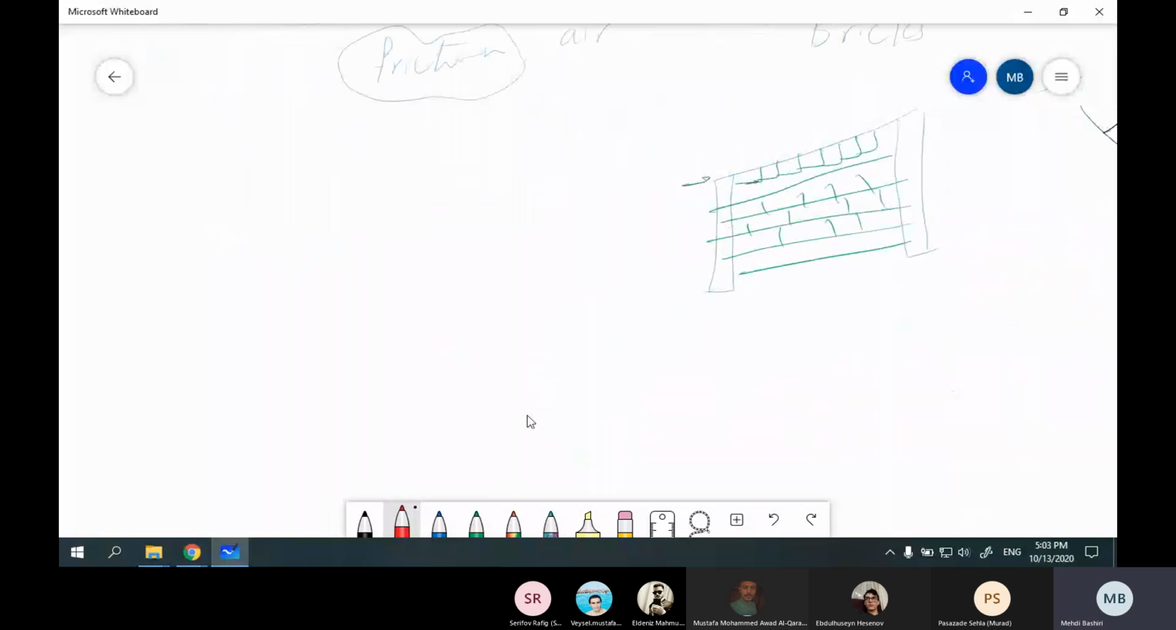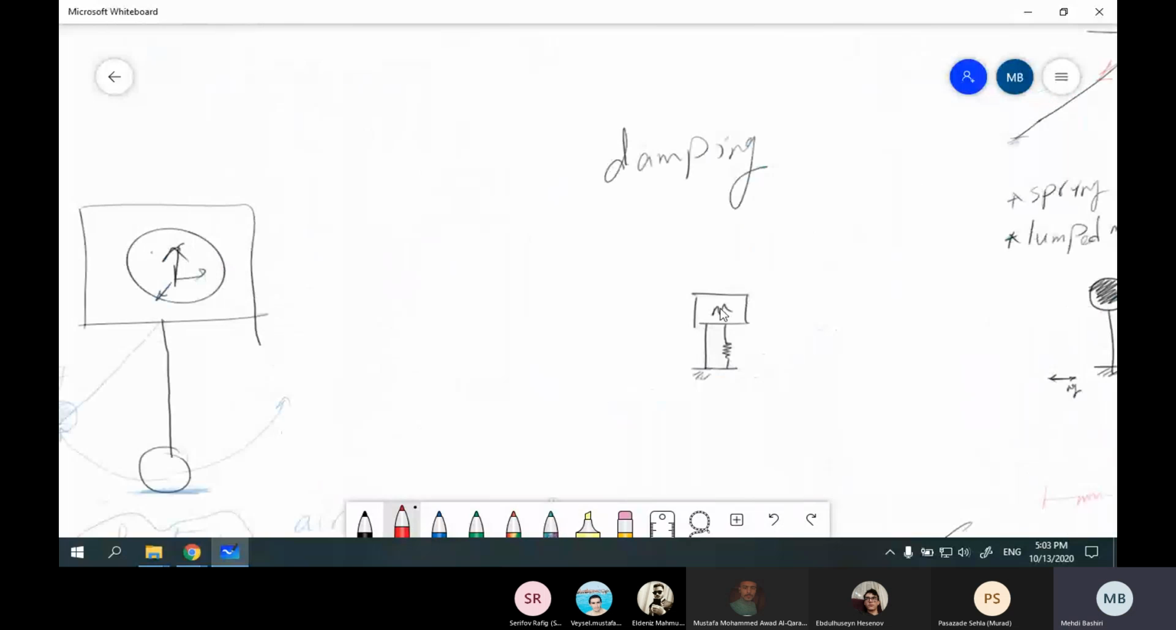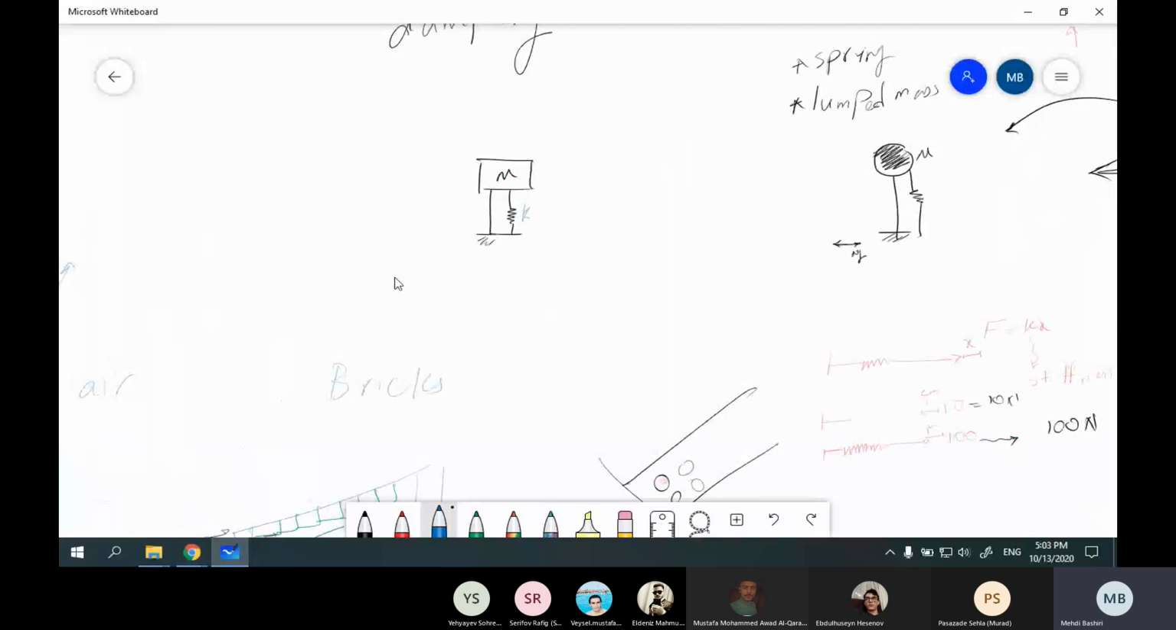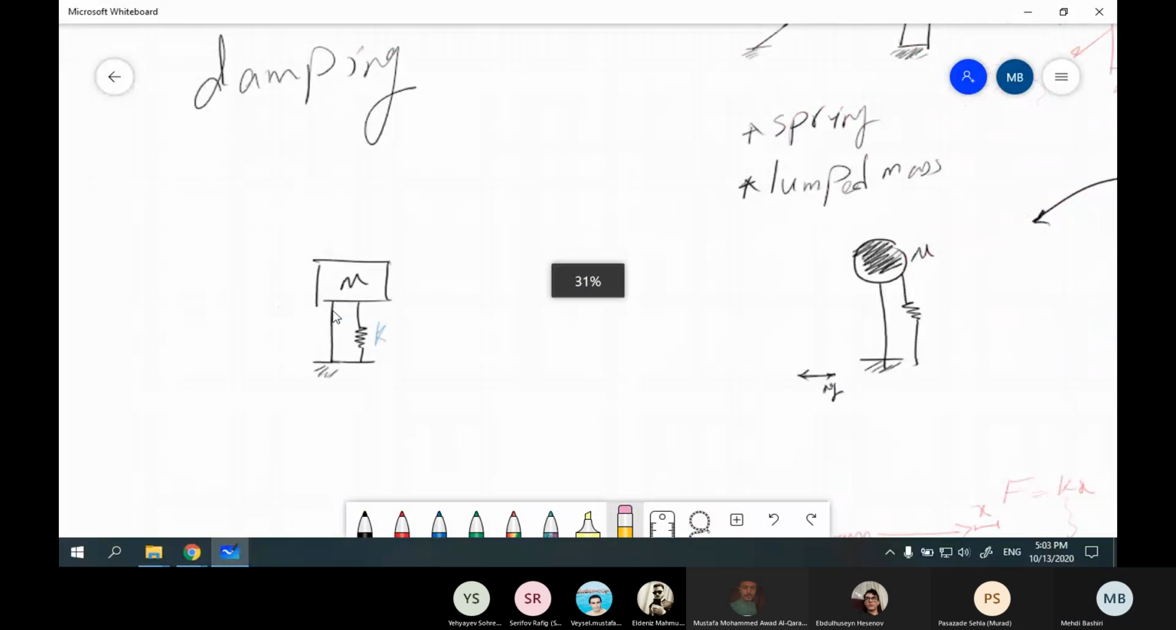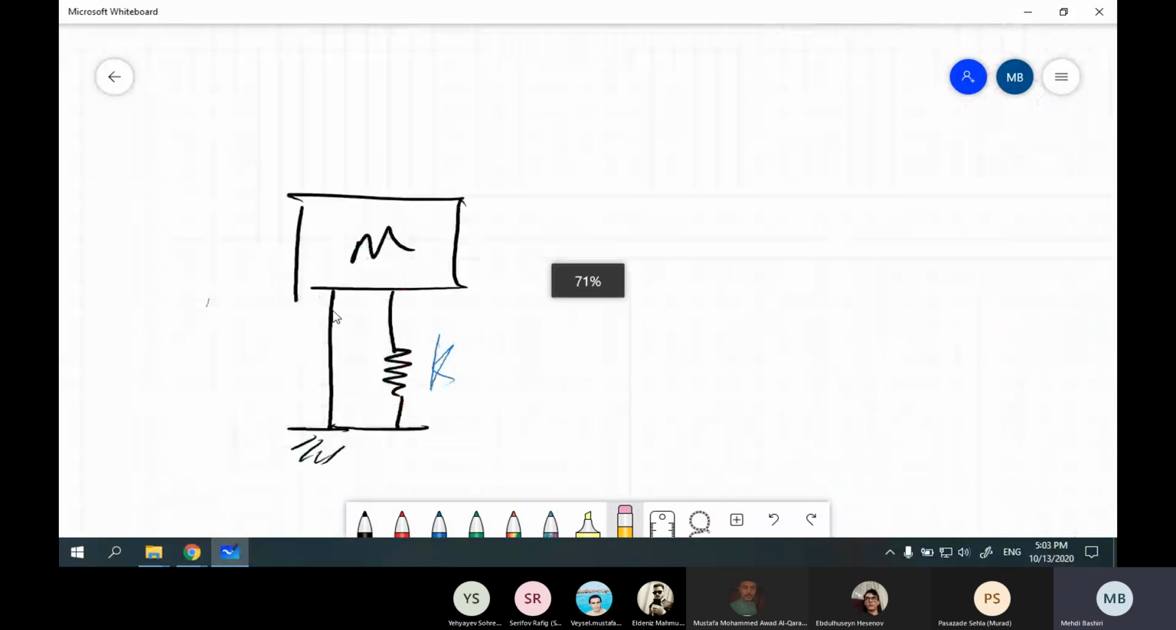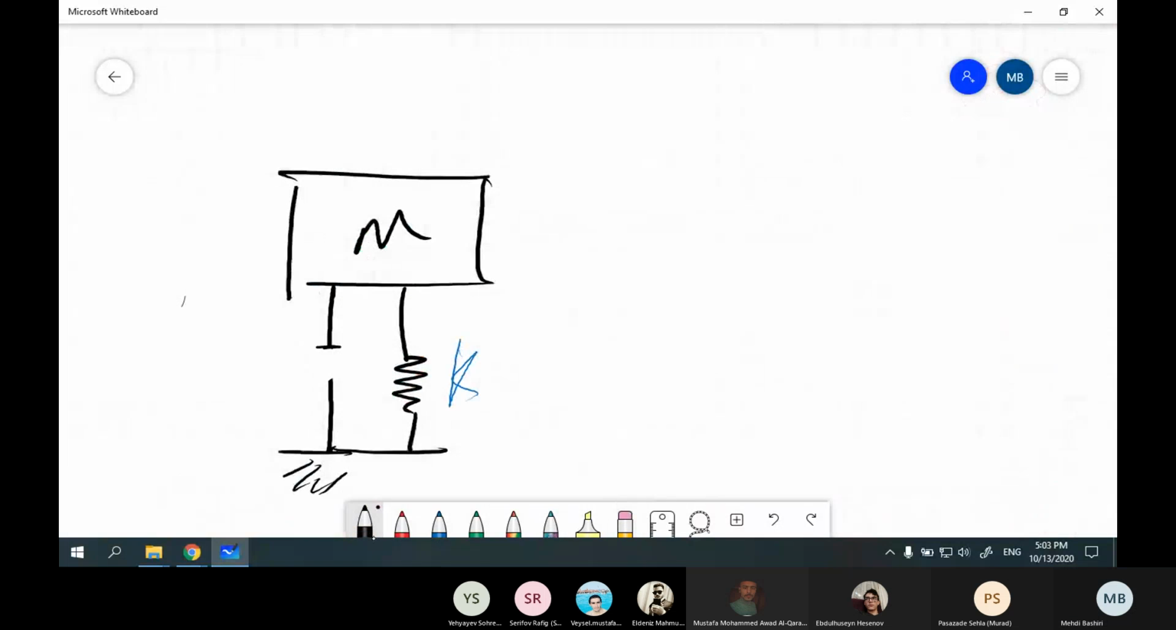So as I said, we are completing our model. This one was K, the stiffness. I modeled this mechanism with a spring, and I'm going to model the damping effects with a damper like this. We show the damper with D, and the coefficient is C. This is the coefficient of damping.